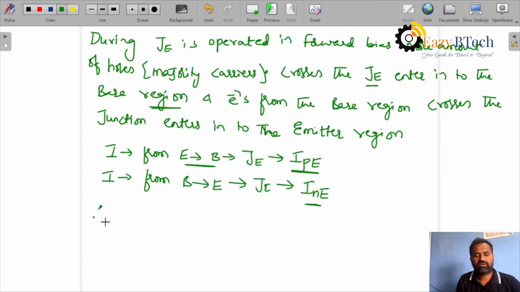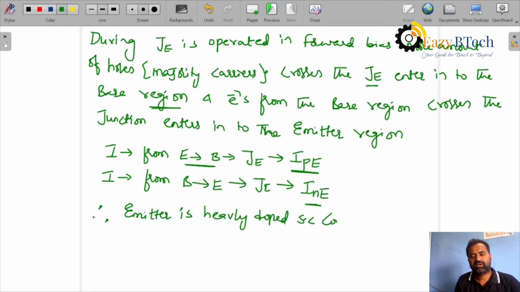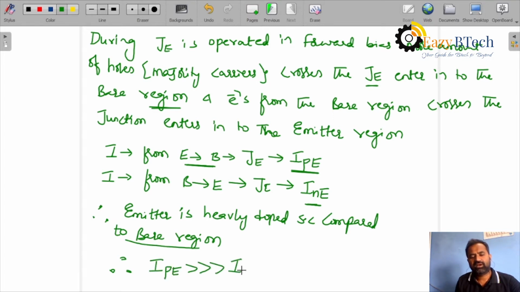Therefore, as the emitter is heavily doped semiconductor compared to the base region, IPE is far greater than INE.